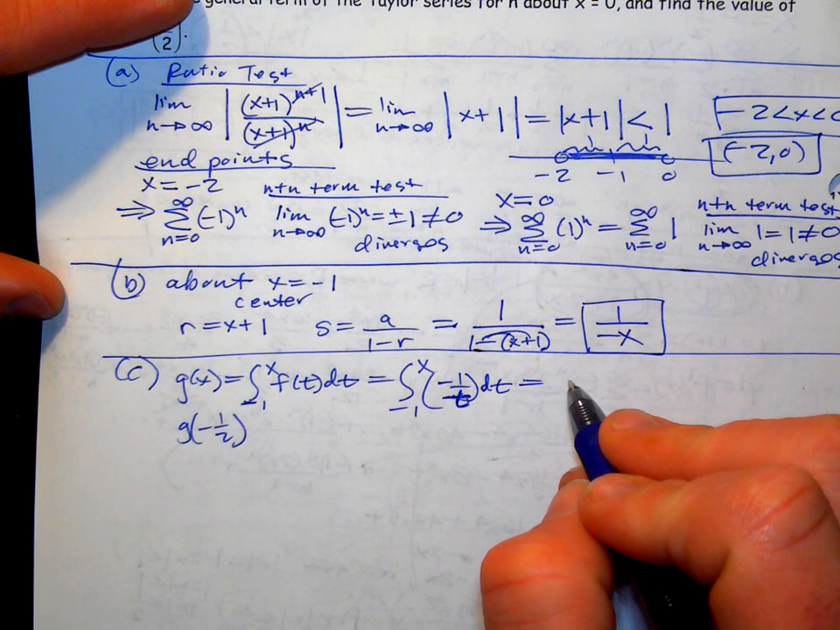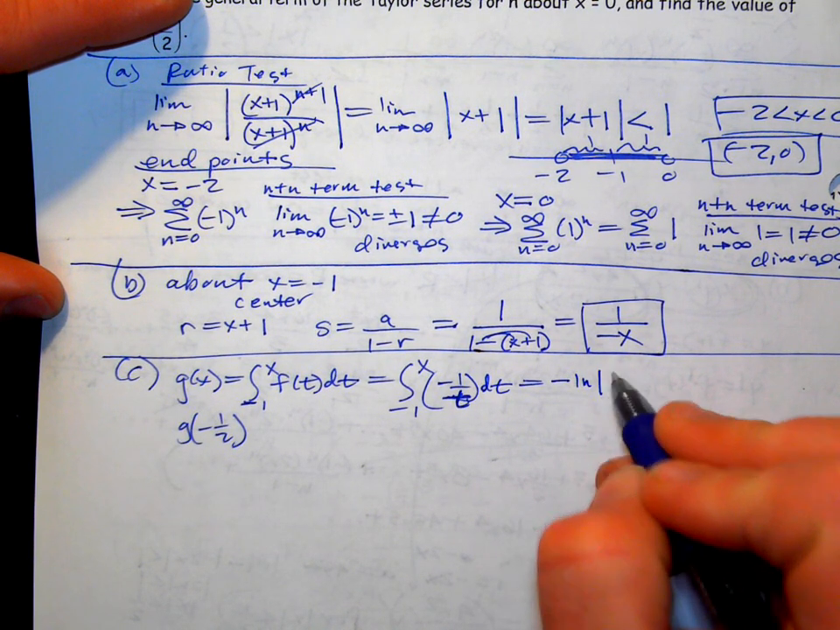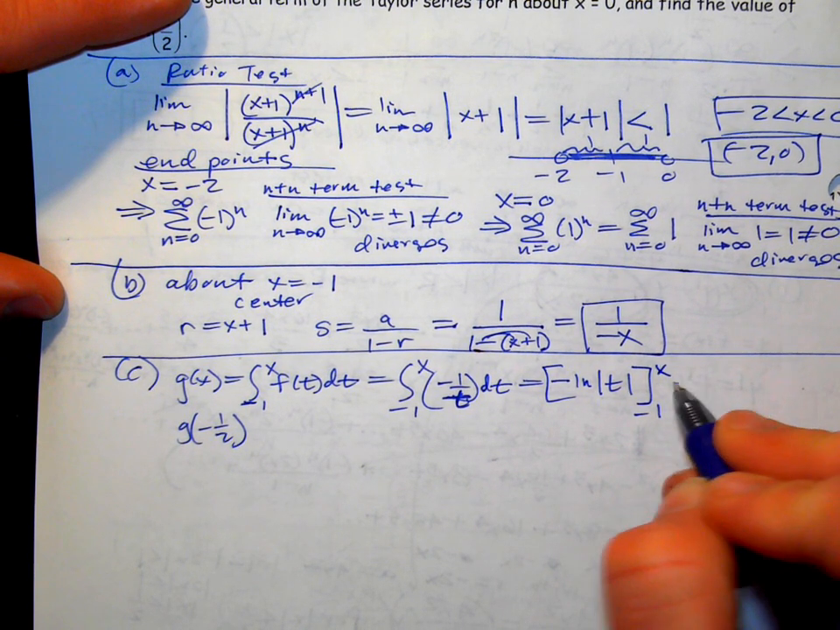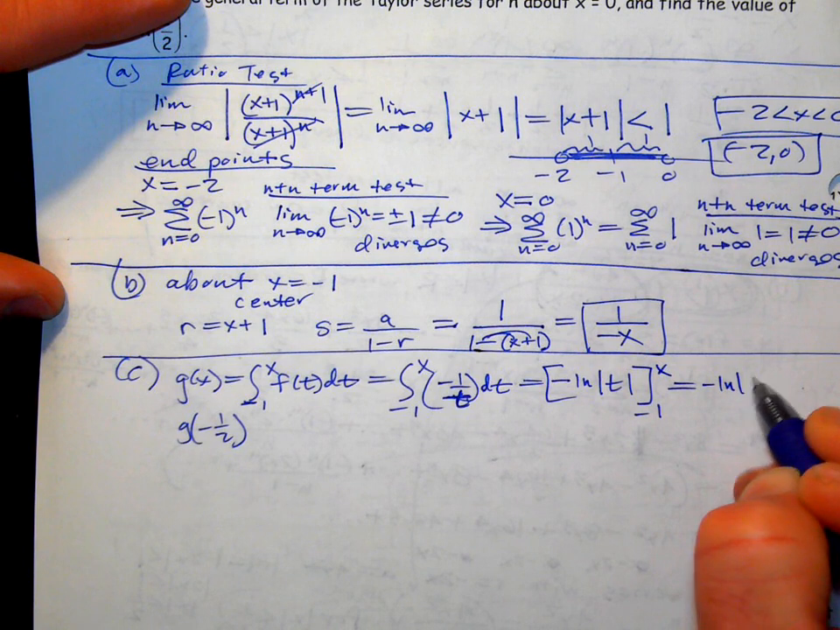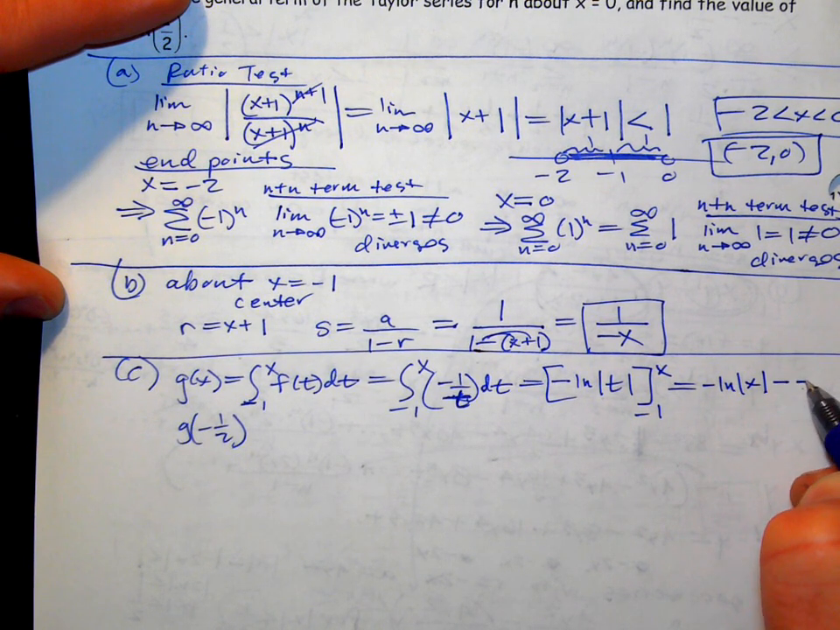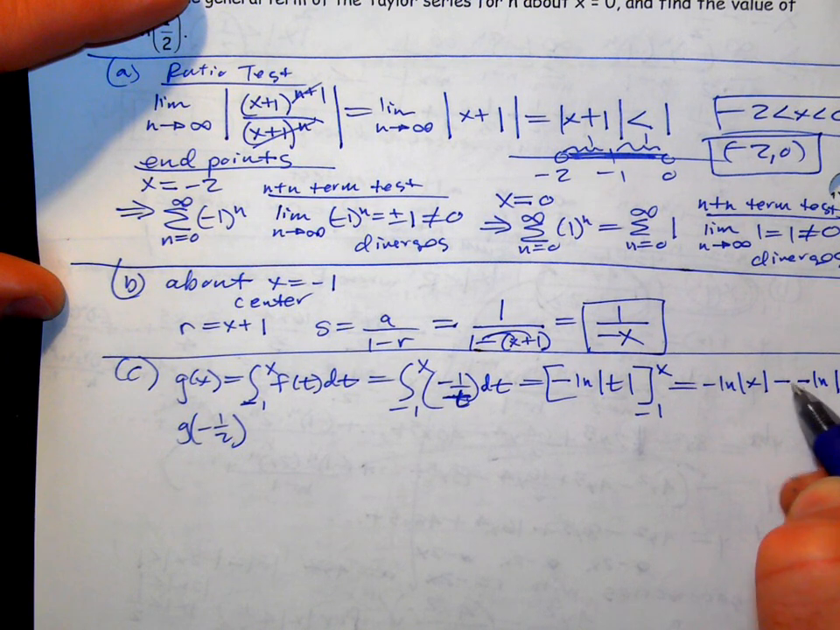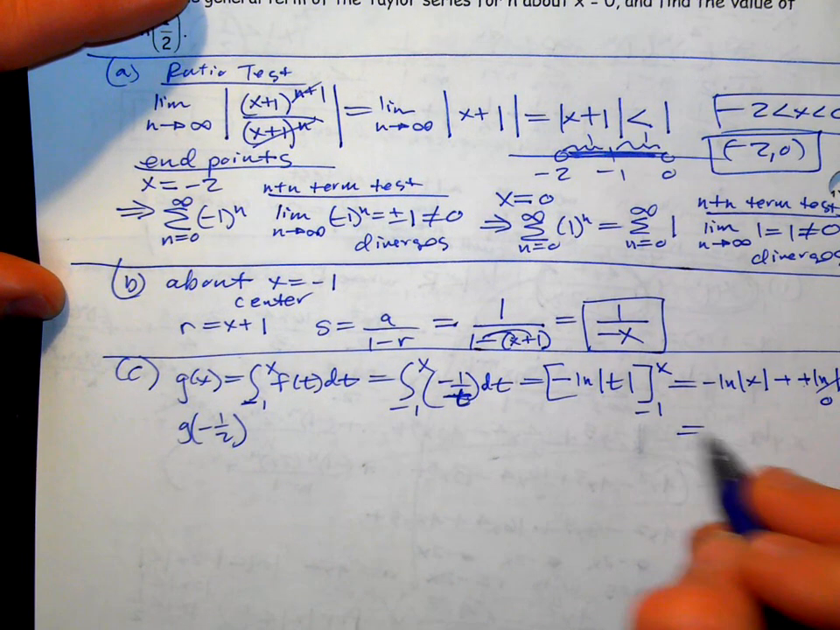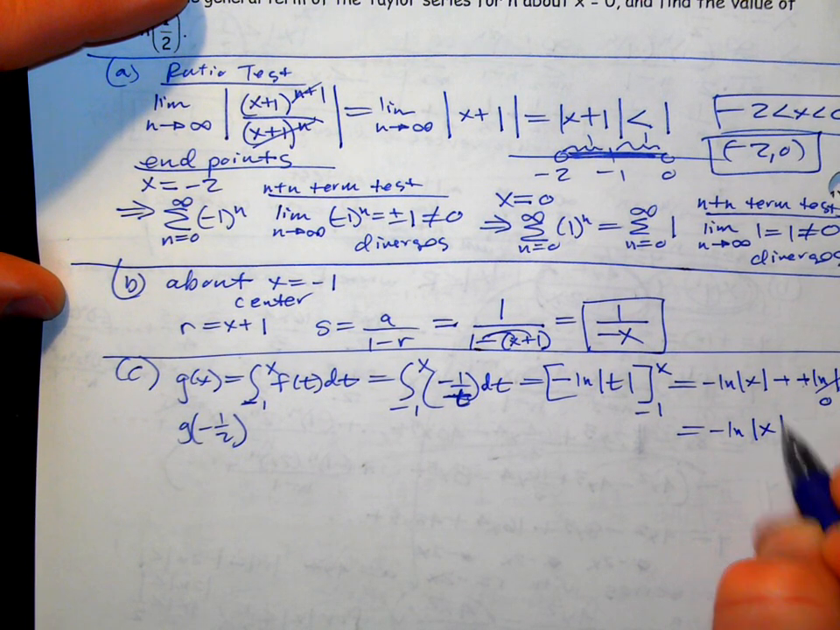And then we integrate it, and it's going to be negative natural log of the absolute value of t. And then this is a definite integral. So it's going to give you negative natural log of the absolute value of x minus negative natural log of the absolute value of negative 1. This is going to be 0. And so we get negative natural log of the absolute value of x.